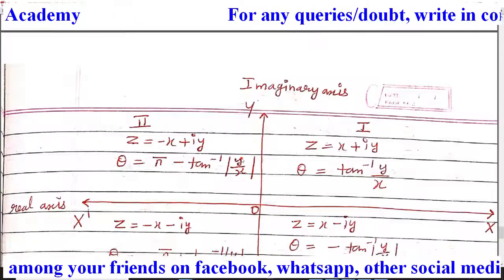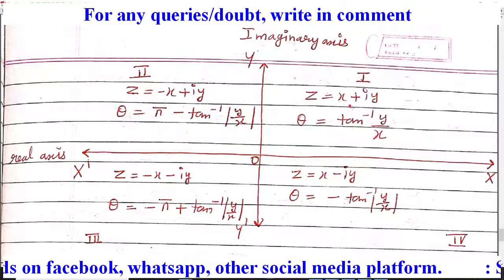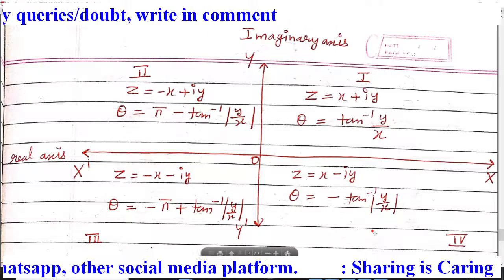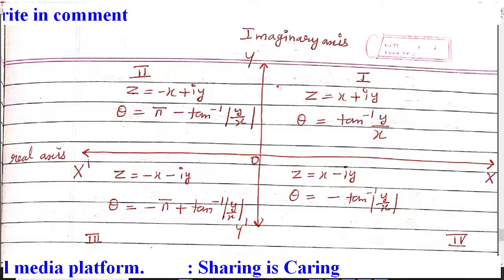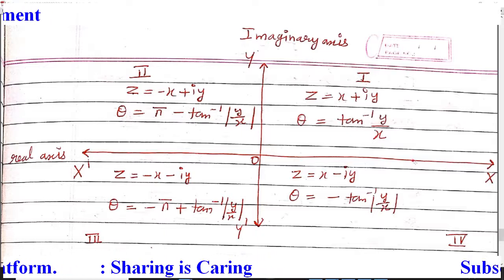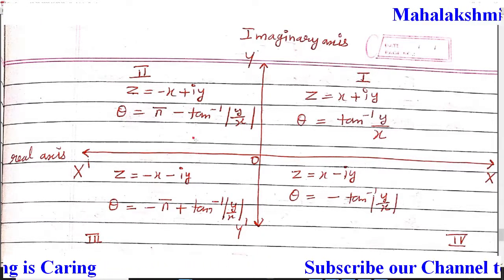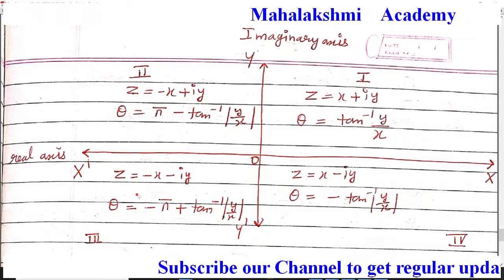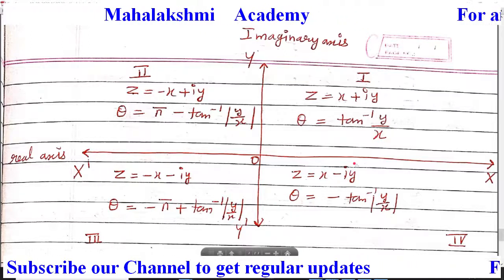So first of all, just see, there are 4 quadrants, students, you already know. This is our first quadrant, then the second quadrant, this is the third quadrant, and this one is the fourth quadrant. In the first quadrant, x and y both are positive. In the second, x is negative but y is positive. In the third, both are negative, and in the fourth, y is negative and x is positive.